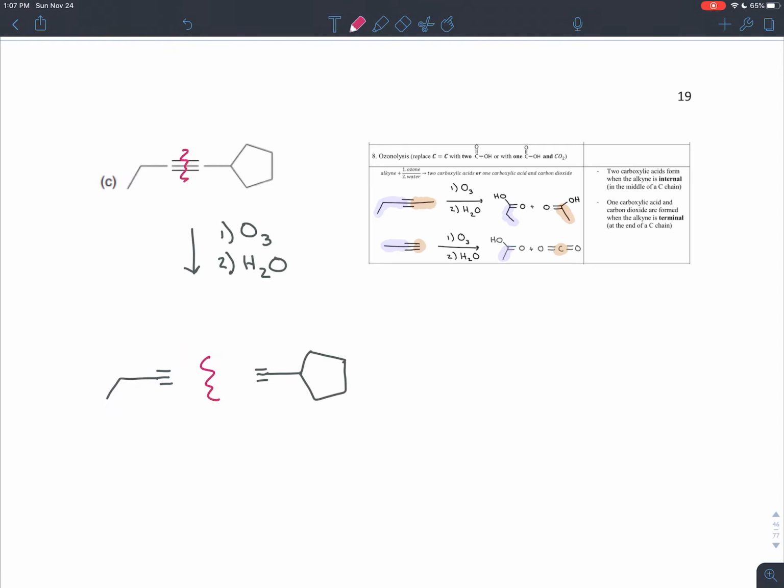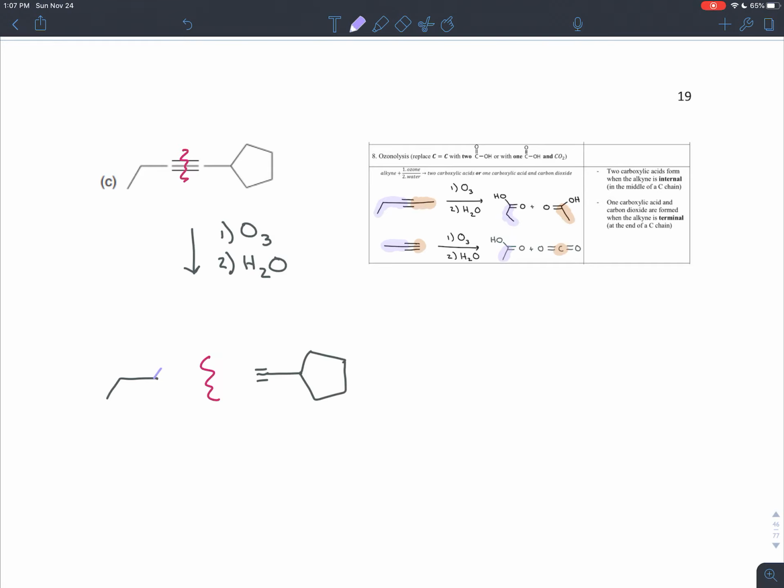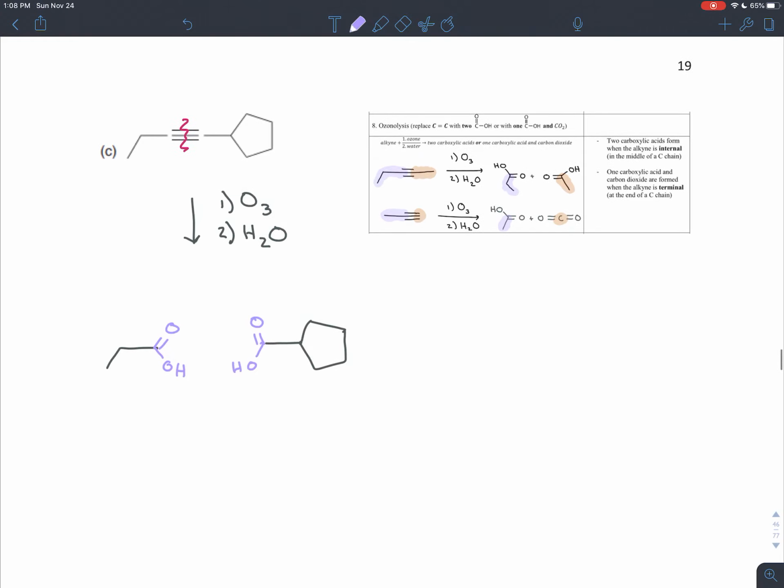Okay, so then what you do is get rid of the triple bond and turn those into carboxylic acid. So double bond to oxygen, single bond to OH. Get rid of the triple bond and turn the carbon that was involved in it into a carboxylic acid. So double bond to oxygen, single bond to OH. And those are your 2 products.